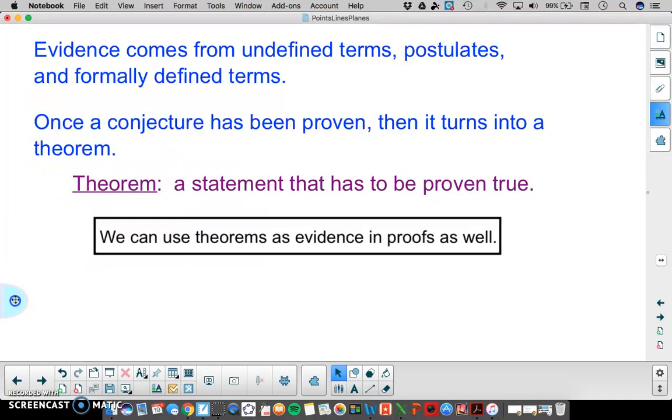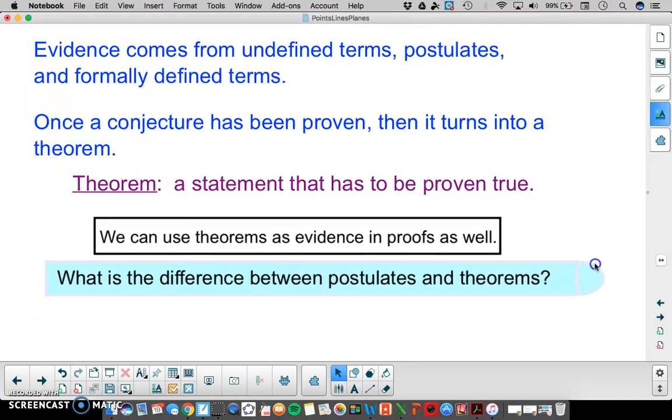A question that I want you to have in your notes and I want you to answer is, what is the difference between postulates and theorems? This question needs to go in the Q column of your Cornell notes and then answer in the body of the notes.